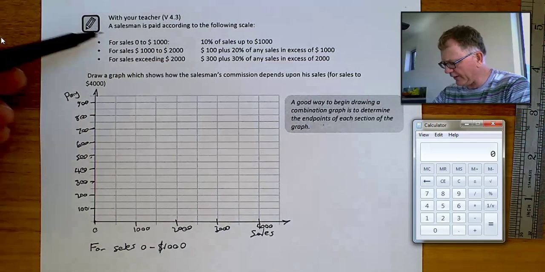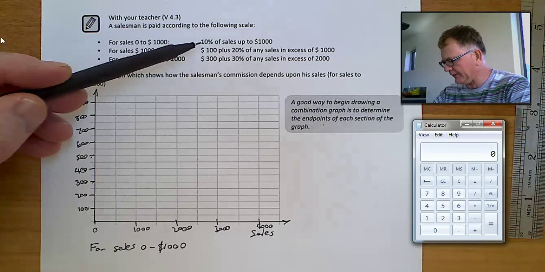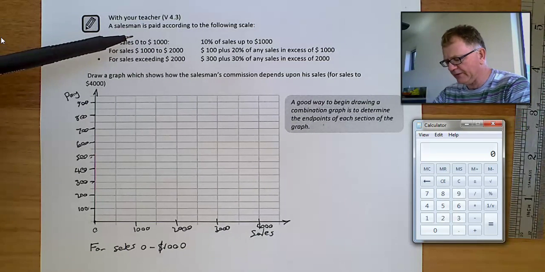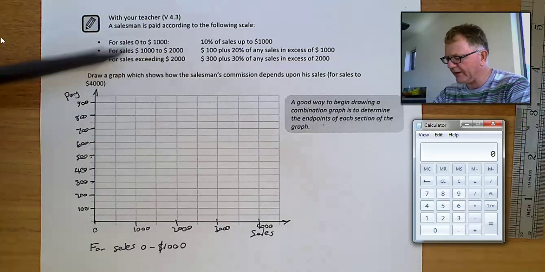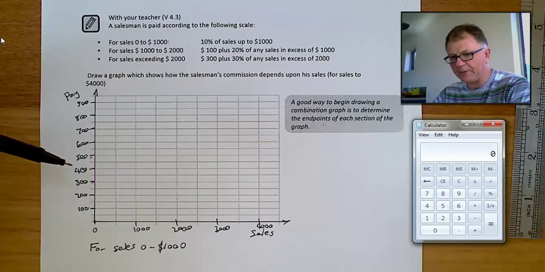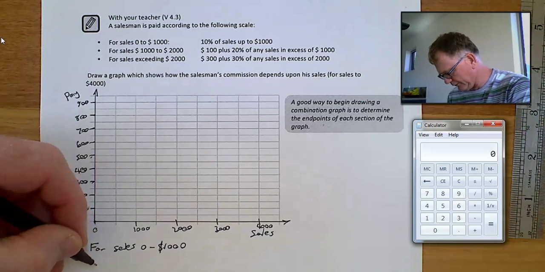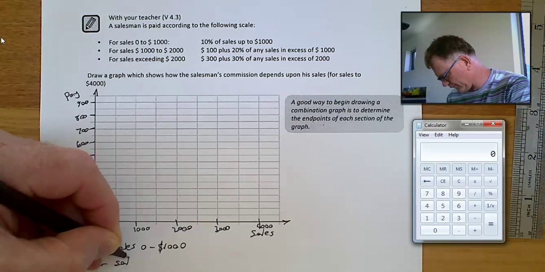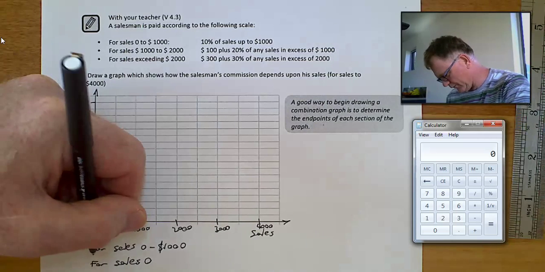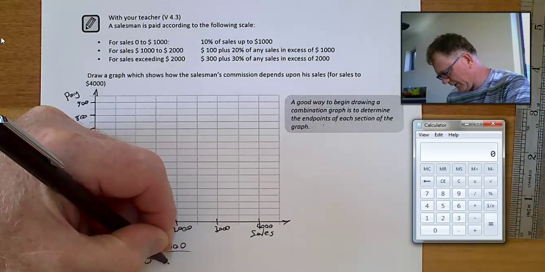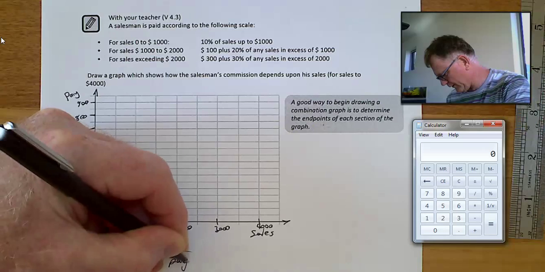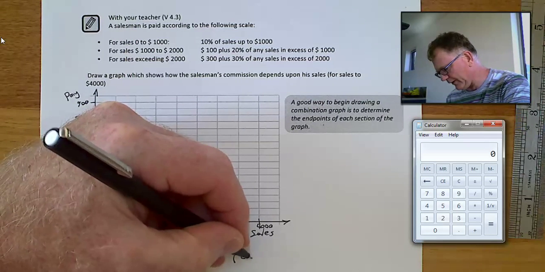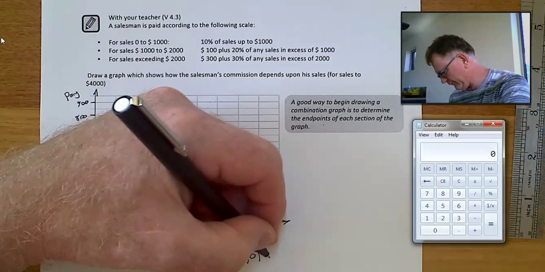Now we're told for sales of 0, he gets paid 10% of his sales for anything up to $1,000. Well, on sales of 0, he's going to get 10% of nothing, so he's going to get paid nothing. So for sales of 0, his pay equals 0. In other words, the point 0, 0 is on the graph.